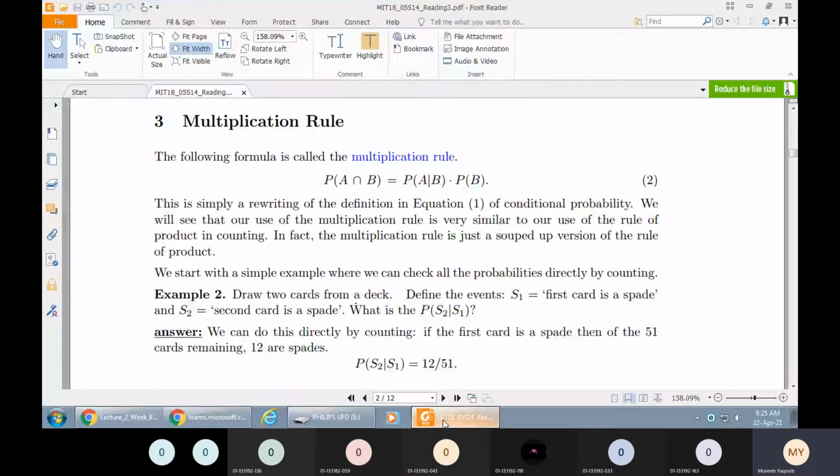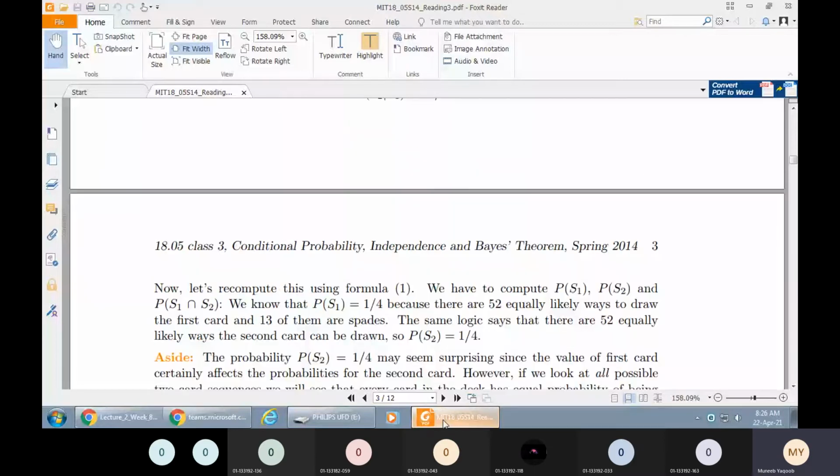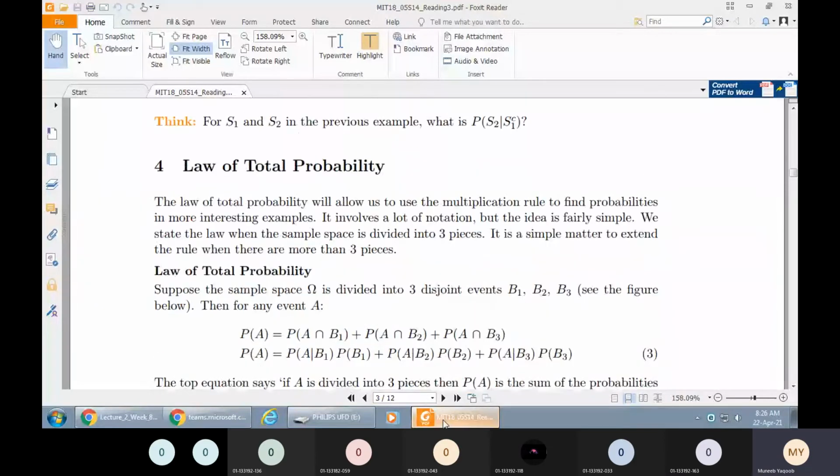So you can say that probability of S1 is 13 upon 52. Probability of S2 given S1 is 12 upon 51. And now if we want to calculate probability of S2 intersection S1, it would be 13 upon 52 multiplied by 12 upon 51. That is how we calculate probability of A intersection B. Okay. Now coming to another example.